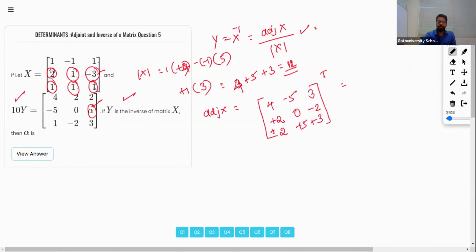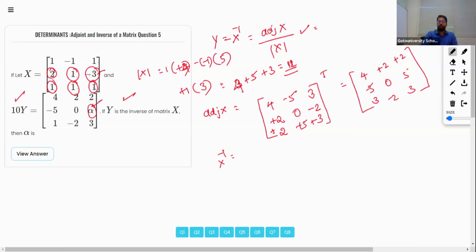The transpose of this is our adjoint. Yes or no? What is the transpose of this? We have a lot to do, we are just midway. Okay, so there is an error, right? We have to write the transpose, not the exact matrix. So 4, minus 5, plus 2, 0, minus 2, plus 2, 5, plus 3, right? Now what will you do? It's X inverse you want, right? So we're going to divide this by 12.